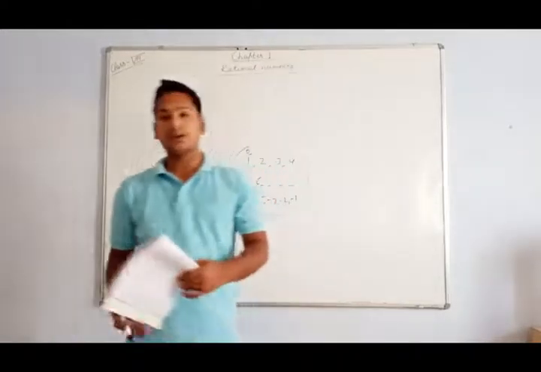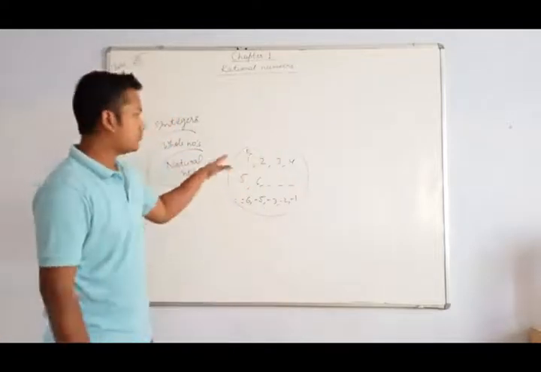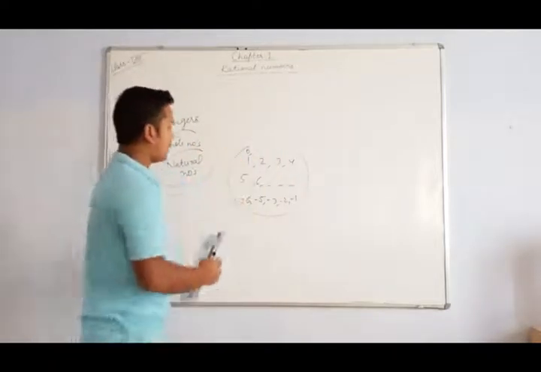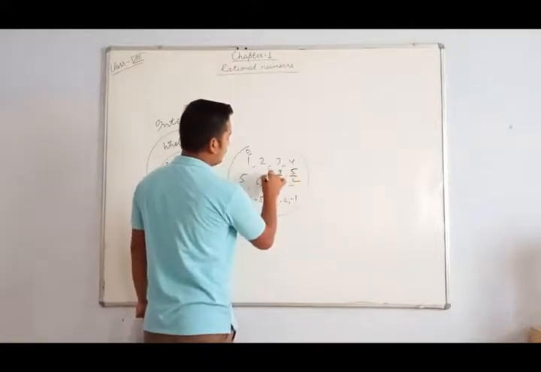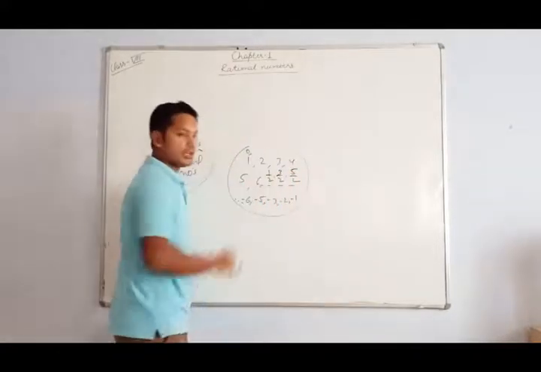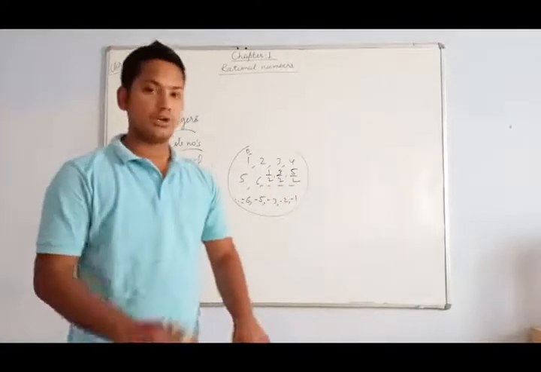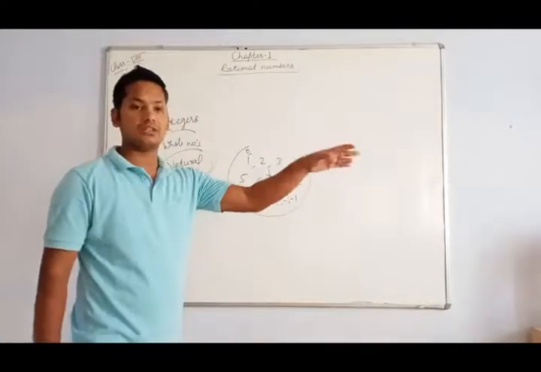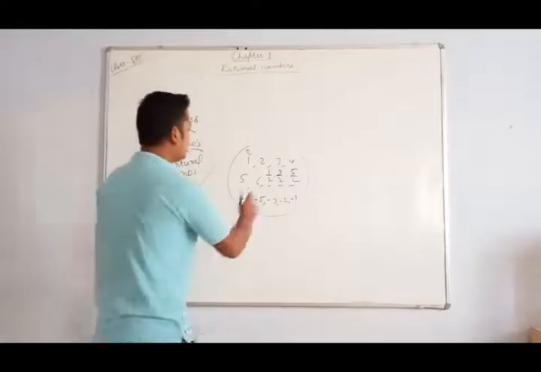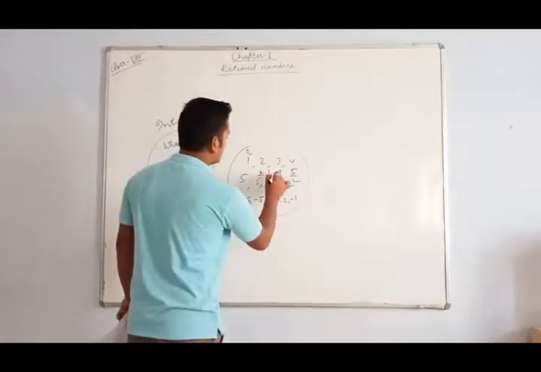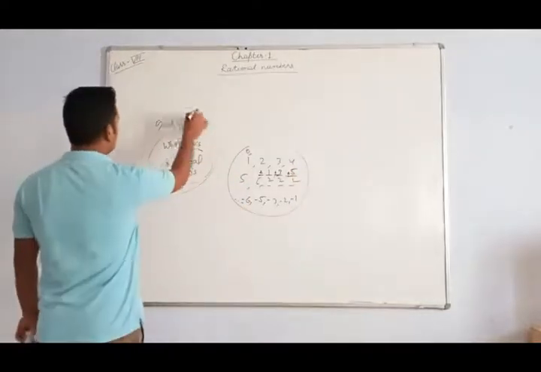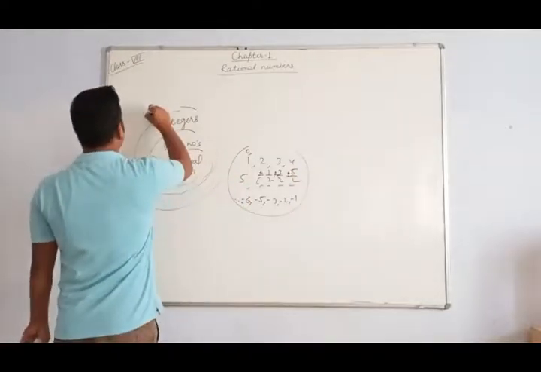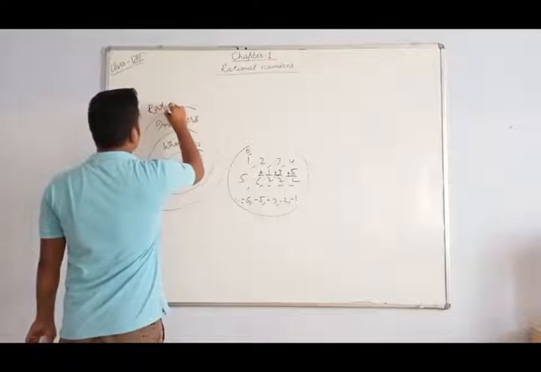Now, if you add some fractional numbers in it as well, like 3 by 2, 5 by 2, 1 by 2, so many numbers, all the fractional numbers, whether they are positive or negative, it doesn't matter. Okay, so you can add positive as well as negative. So now the whole thing will be called rational numbers.